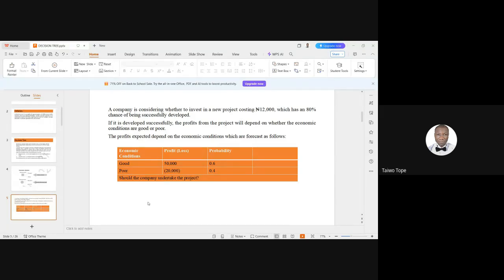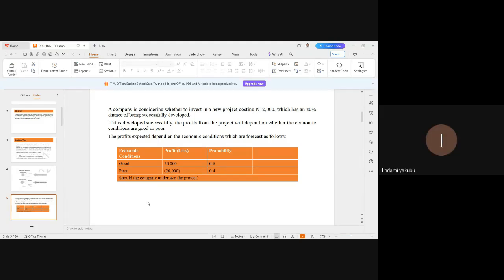Now, this value of 12,000, is it an inflow or outflow? When you want to invest 12,000, it will be an outflow, from our knowledge of NPV, internal rate of return, and the rest of it. So it is an outflow.